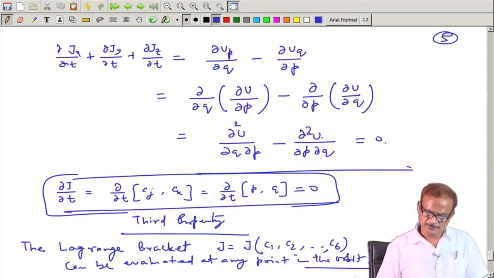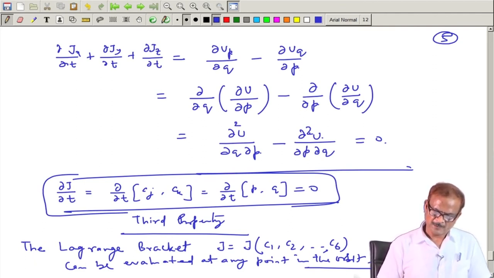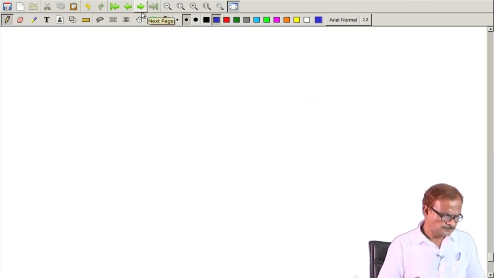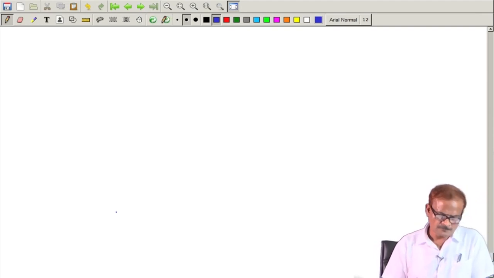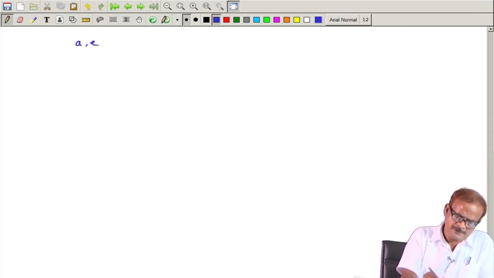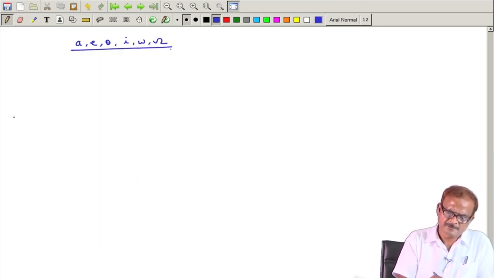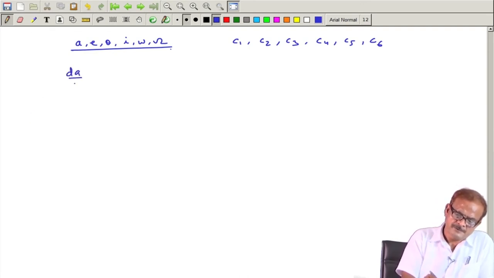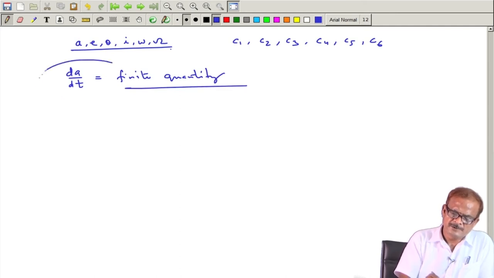Now, we need to discuss some more things. We are aware that we have the parameters a, e, θ, i, small omega and capital omega. These are the 6 parameters, and we are representing them as C1, C2, C3, C4, C5 and C6. So, in the true orbit case, what is happening is that da is not a constant, but rather da/dt is a finite quantity. This simply implies that it is varying.